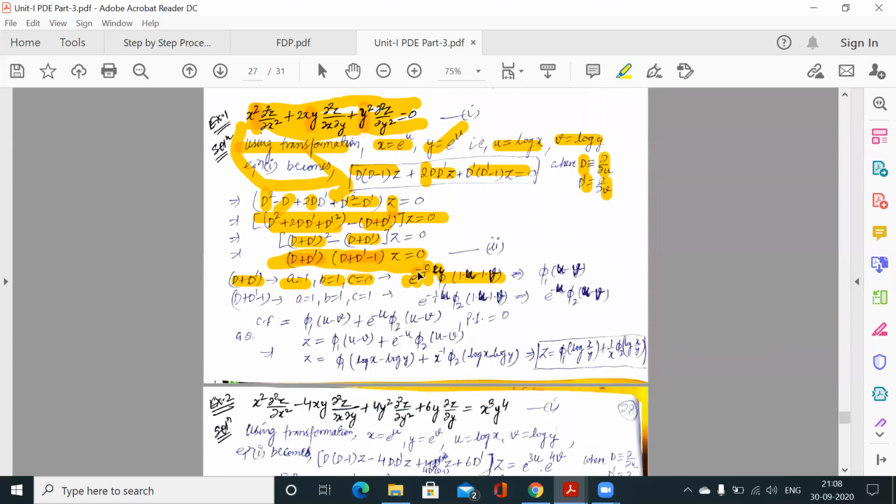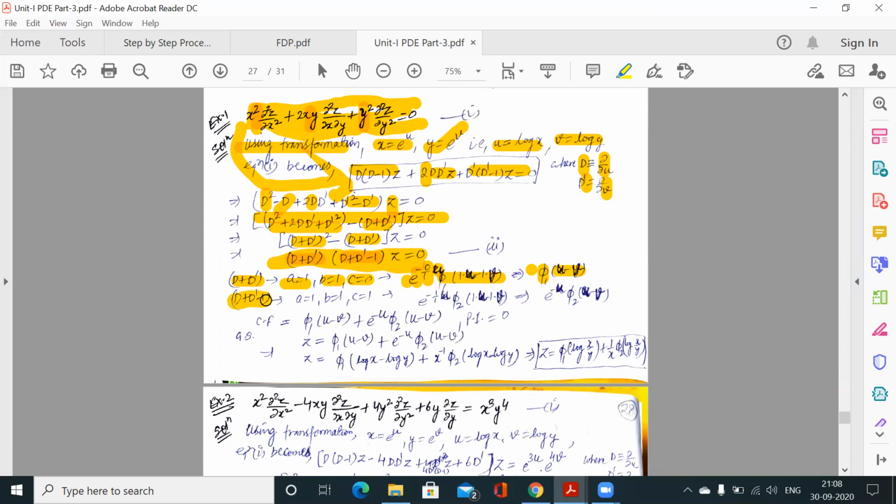So what is the solution? e to the power minus c by a into the independent variable. The independent variable is u, and phi of bx minus ay. For x we write u, and y is v. y has been converted into v. So b u minus a v. What is b? b is 1, a is 1. So 1 into u minus 1 into v. Because this coefficient is 0, e to the power minus 0 means 1. This exponential has been converted into 1. So 1 into phi 1 of u minus v. This is the CF part for the first factor, D plus D dash.